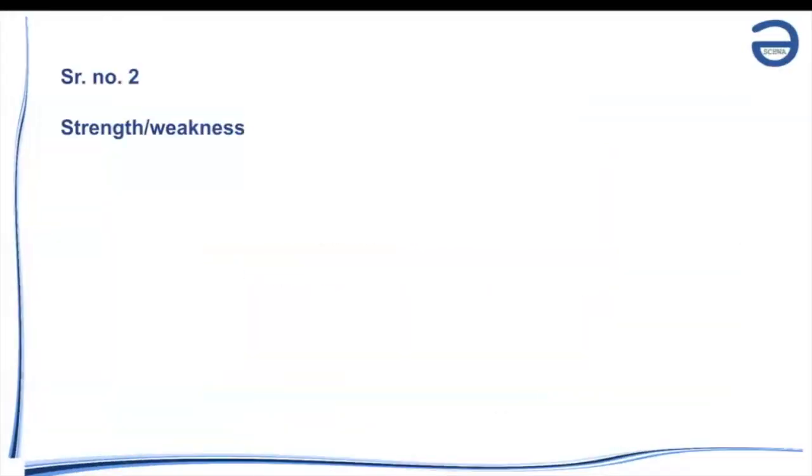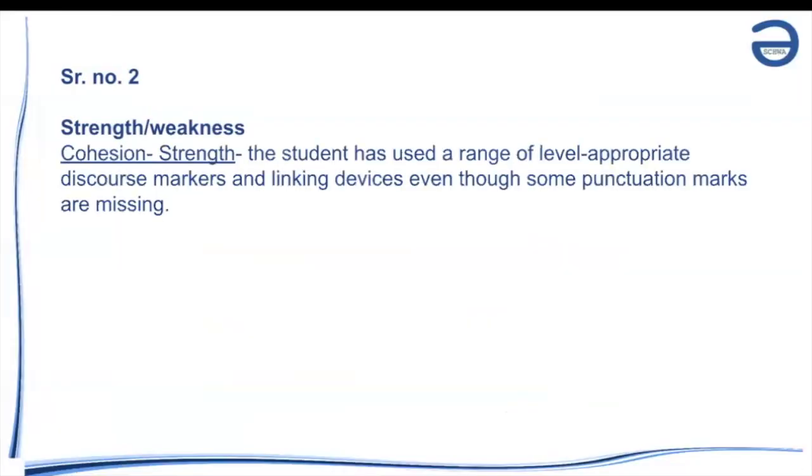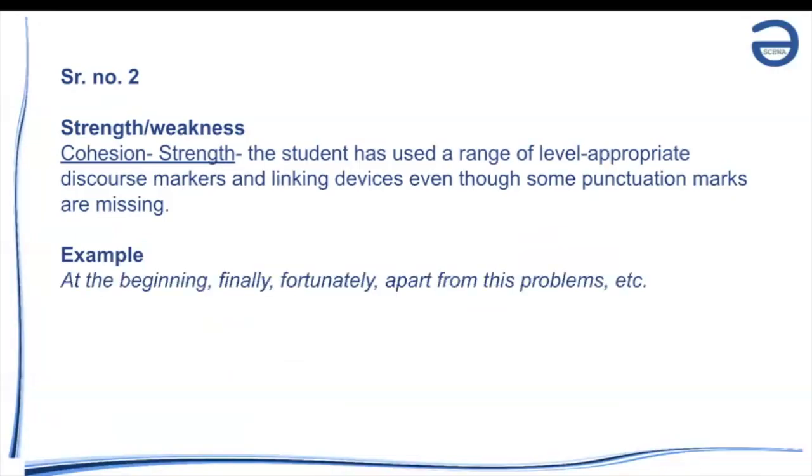Now the next one, serial number 2, again, is it a strength or weakness? Cohesion, it's a strength. The student has used a good range of level appropriate discourse markers, linking devices, and you don't really need to mention the punctuation marks are missing because this is a strength answer. So, example, some linkers and some discourse markers at the beginning, finally, and so on. And here, the teacher, when responding, they've kept the learner language as is. So even if there's an error, as we can see, I think in the last one, it's just been kept as is in the example.